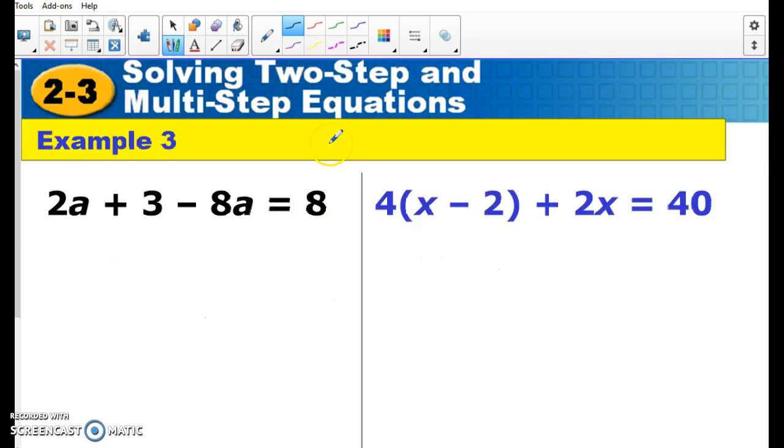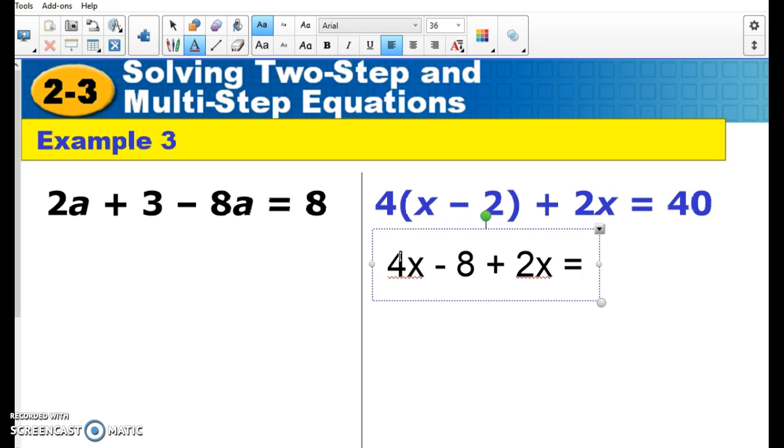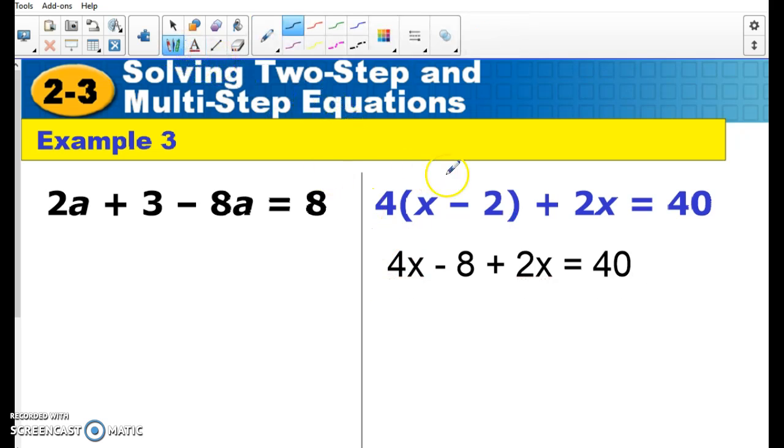Same thing with the distributive property here. So let's rewrite this as 4x minus 8 plus 2x equals 40. Remember, I am distributing to both, so 4 times x and 4 times negative 2. Alright, and then I can simplify this. I have a 4x and a 2x, which is going to give me 6x.